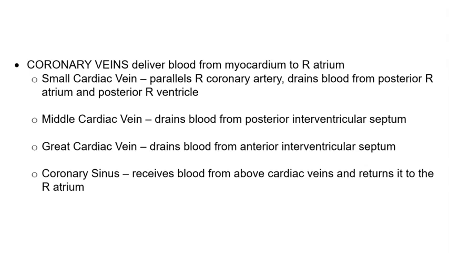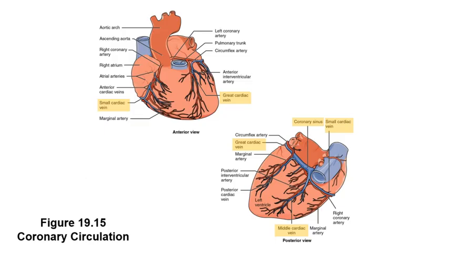And then finally, we have the coronary sinus, which is a small chamber that receives blood from the small, middle, and great cardiac veins, and then drains or returns that blood to the right atrium. The small cardiac vein runs a path similar to the right coronary artery between the right atrium and the right ventricle.